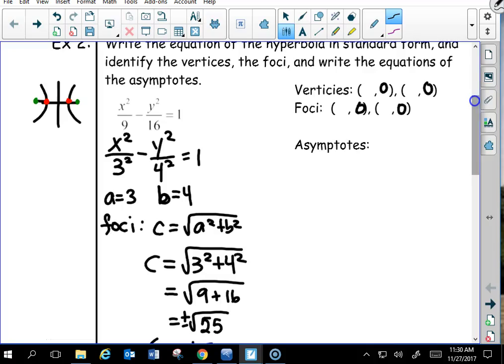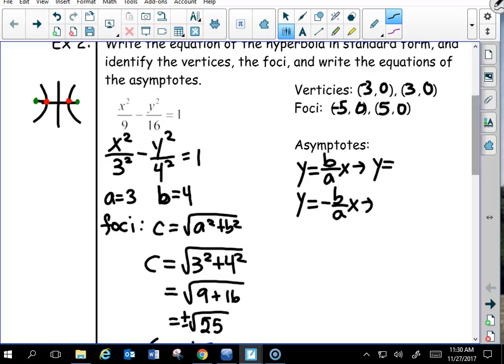Okay, so 0, 0. So the vertices are underneath the x, so that's going to be negative 3, 0, and 3, 0. And same idea with the foci. We're going to get a negative 5, 0, and a 5, 0. Our asymptotes are, again, going to be y equals b over a x, and also negative. So we get y equals 3 over 4 x, and y equals negative 3 over 4 x. And we're done with that problem.